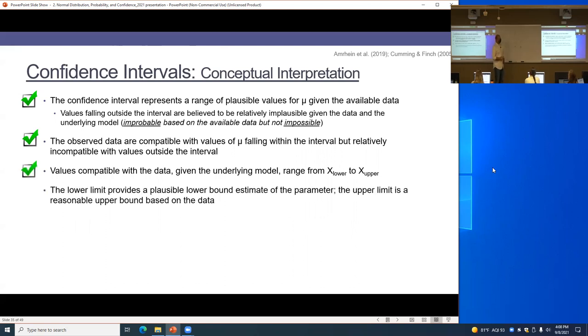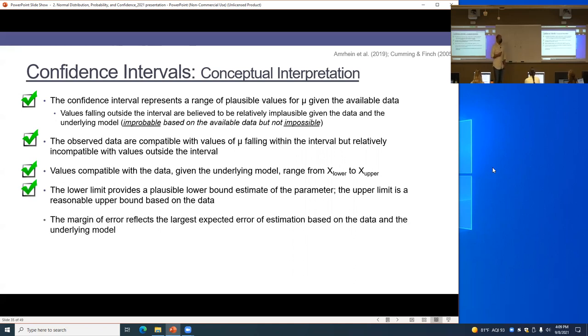We could also say the lower limit provides a plausible lower bound estimate of the parameter, and the upper limit is a reasonable upper bound based on the data that we've collected. We could say the margin of error reflects the largest expected error of estimation based on the data and the underlying model. Recognizing that it's always contextualized based on these data and the underlying model. My data could be bogus and my model could be backwards, and if that's the case, then everything goes out the window. But hopefully I'm not going to do it if I think my data are garbage and the underlying model is implausible. So this is the best that we've got going on here.